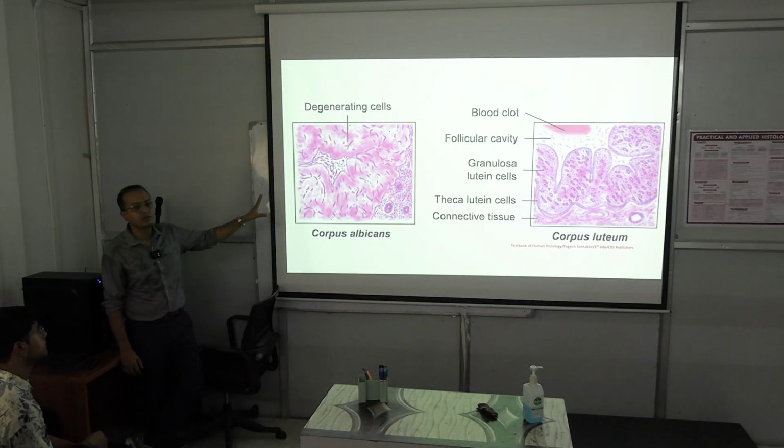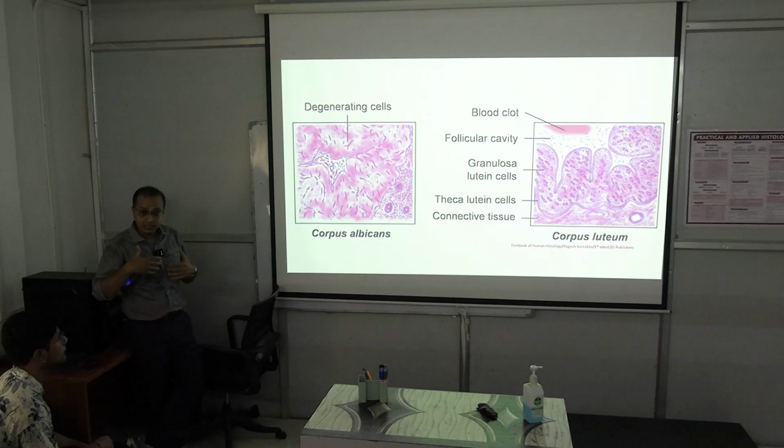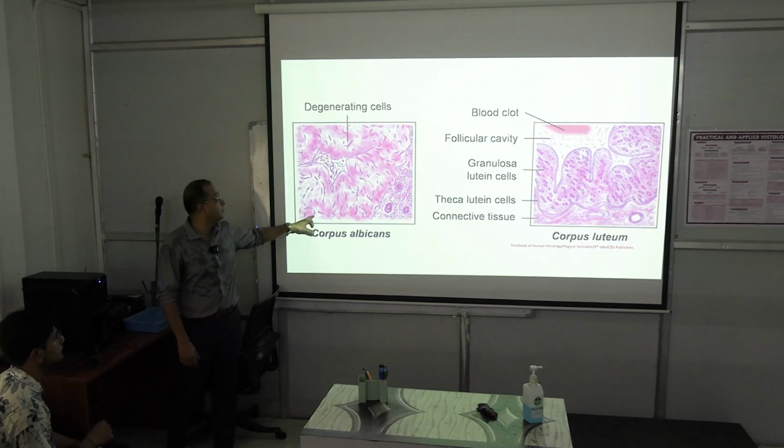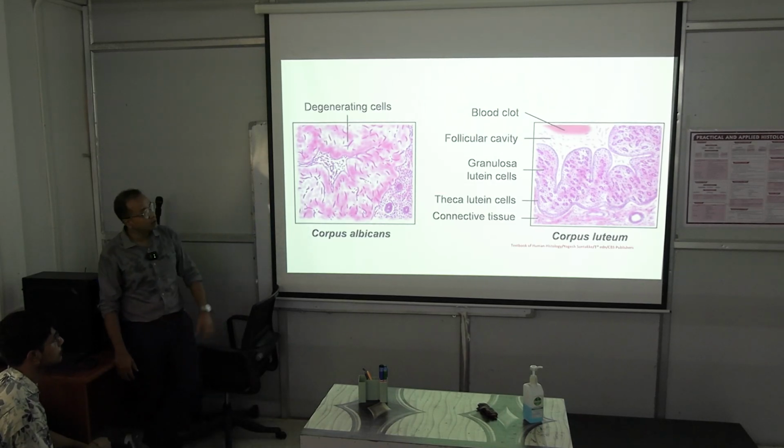It becomes a degenerating follicle. The theca interna cells become filled up with some pigment cells, and once these pigment cells are produced, the theca interna cells can produce hormones. The hormones produced by these theca cells remain for some time. If fertilization and implantation take place, we have the continuation of the corpus luteum, which we call the corpus luteum of pregnancy. If not, this becomes the corpus albicans.